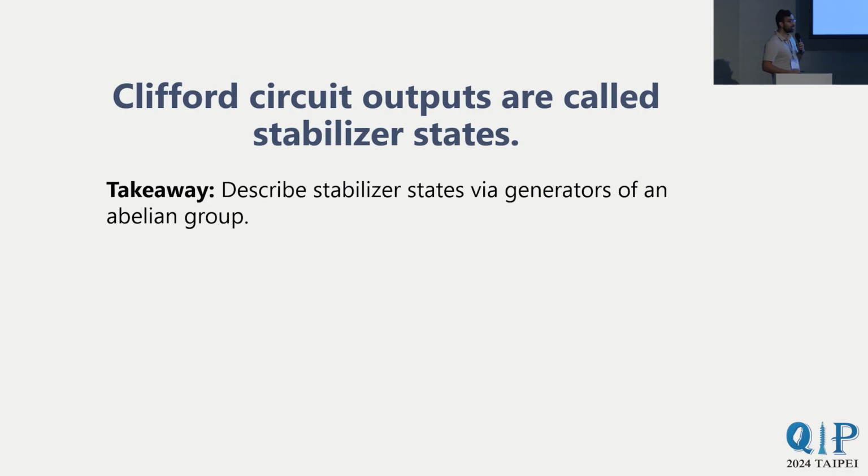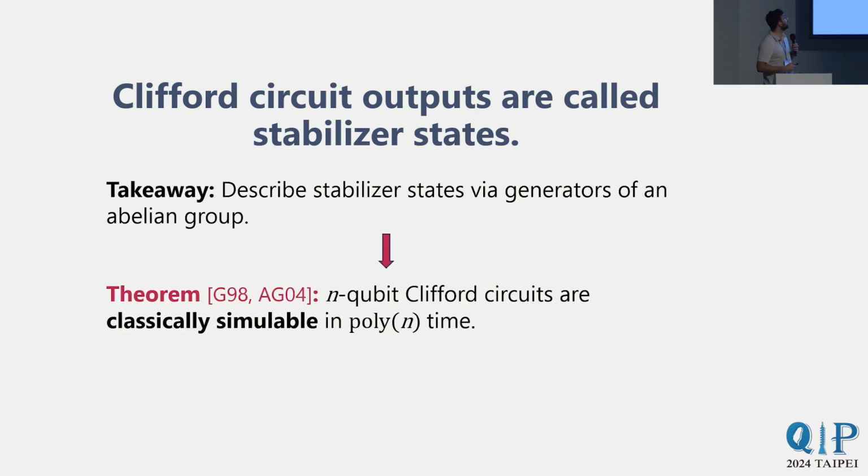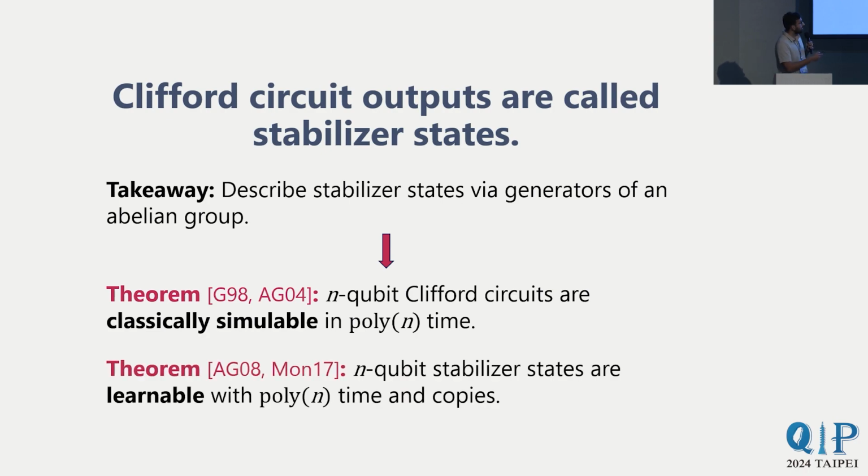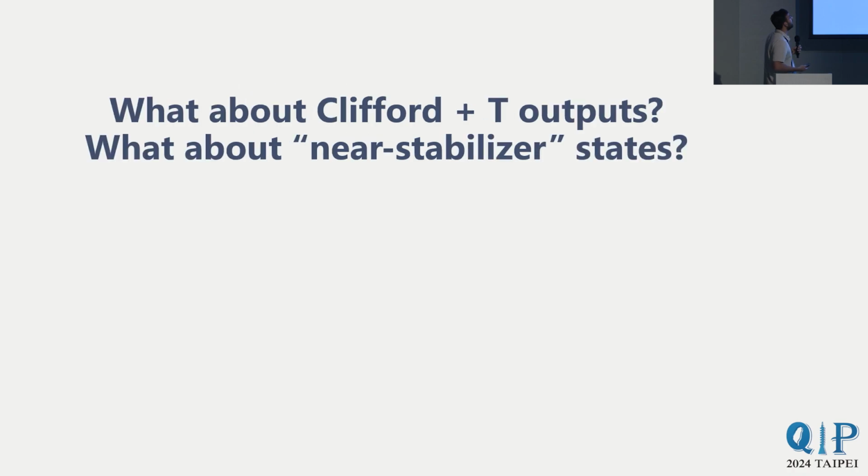One of the things you can do is try to design some algorithms. So like 25 years ago, Gottesman and Knill showed that n-qubit Clifford circuits are classically simulable in polynomial time. And then Aaronson and Gottesman and Montanaro showed that n-qubit stabilizer states are learnable in polynomial time. The natural thing to ask here is, what about Clifford plus T outputs? What about things that are close to stabilizer?